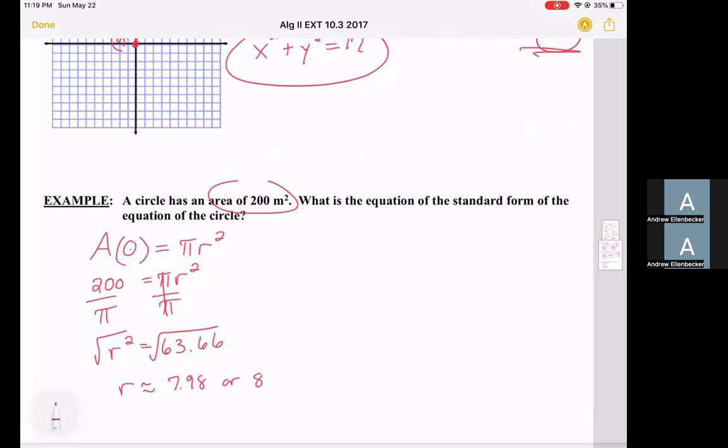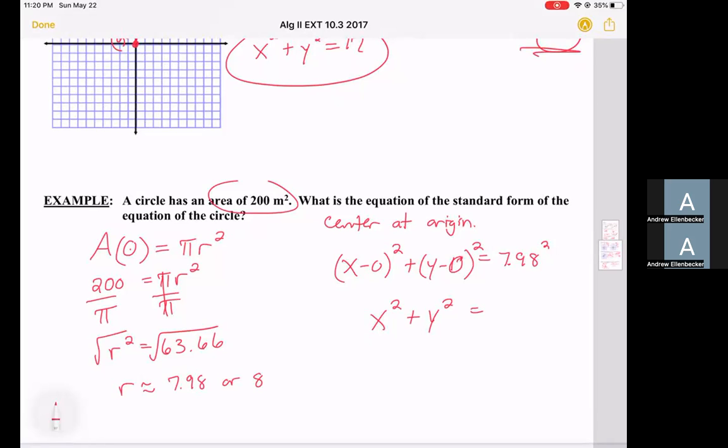So if we were to write the standard form equation for this circle, I know it does not give us the center, but let's just say center at the origin, because that's what it's been. It's been the origin, which means h and k are both 0. So it'd be x minus 0 squared, y minus 0 squared equals 7.98 squared. So if you square that, it'll be roughly 63.66. That will be the rough equation for that circle.